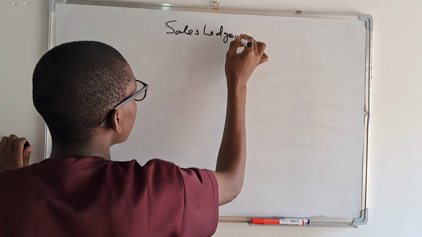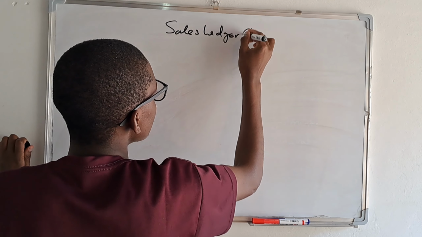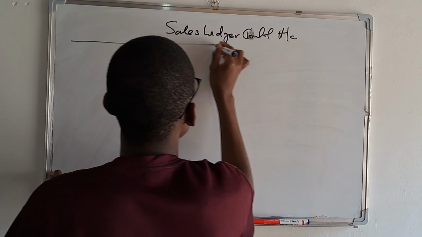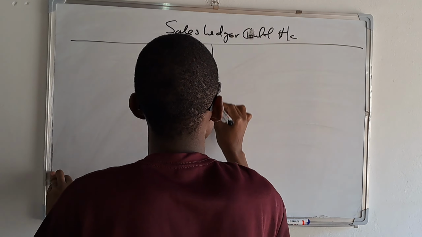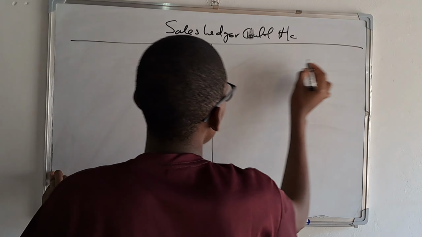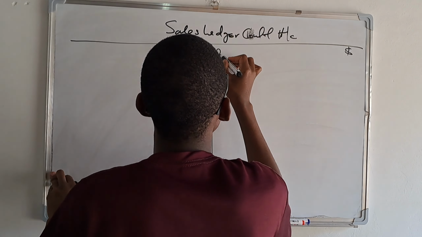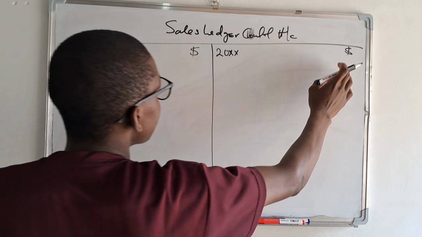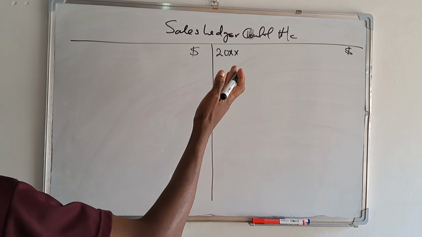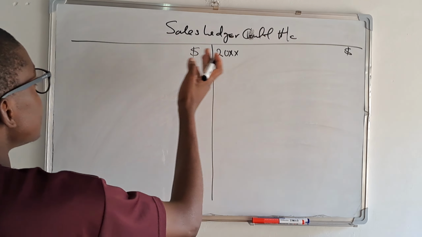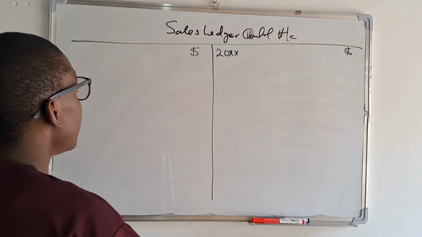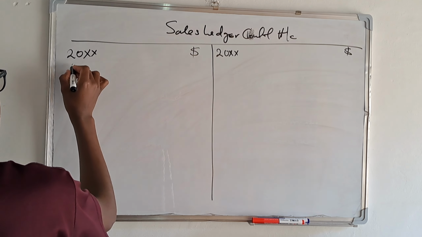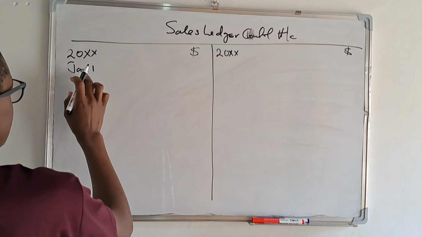I'm going to give you the format of the sales ledger control account. Make sure you follow and actually write down the format. You start by writing the currency. You can be given pounds, dollars, or Zimbabwean dollars. Just put the 20x. Then you put the years, then you actually put the month, January 1.